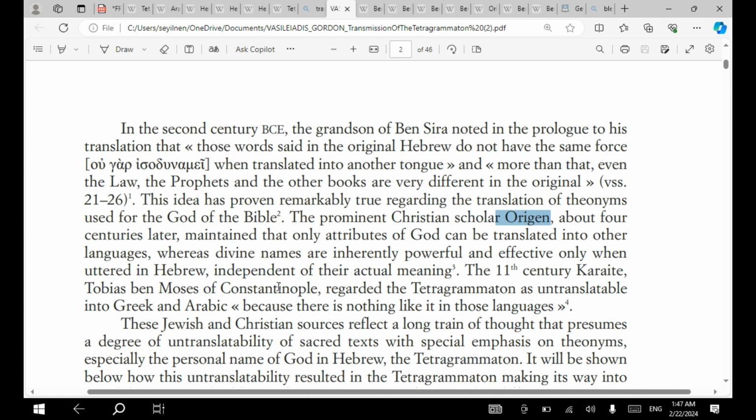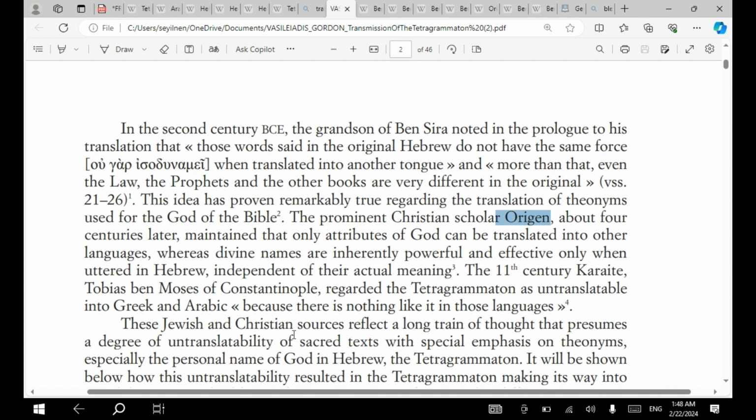The 11th century scribe Tobias ben Moses of Constantinople, you see, these people were together there during the 300 BCE, regarded the Tetragrammaton as untranslatable into Greek and Arabic. Yes, you can't translate them into Greek and Arabic, but they rendered it to Greek. Greek does not learn from Hebrew. Greek has its own, from the what? The Septuagint. I'm going to come to the Septuagint for you to understand, and Arabic, okay? As untranslatable into Greek and Arabic, because there is nothing like it in those languages.